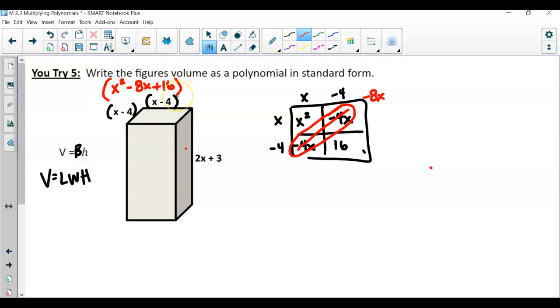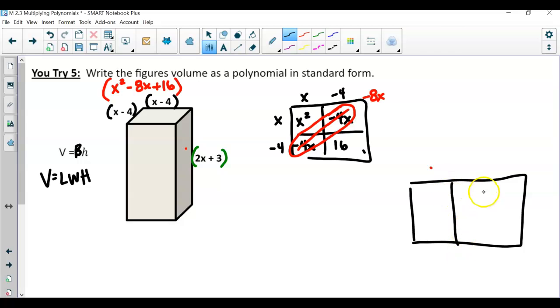Now we're going to take those two dimensions multiplied, and multiply it to our third, 2x plus 3. So again, I'm going to set up my box, but now a 3 by 2, which here is x squared minus 8x plus 16 times 2x plus 3. Now I'm going to continue and fill in. So here I've got x squared times 2x, 2x cubed. Negative 8x times 2x, negative 16x squared. Then 16 times 2x, 32x.